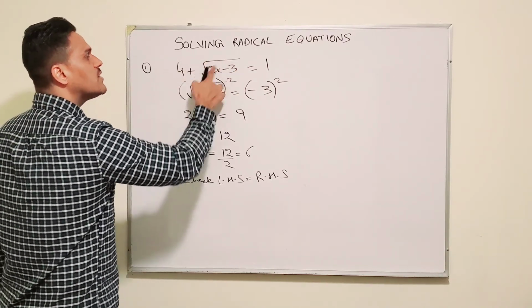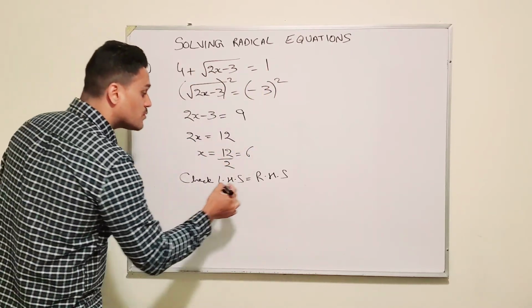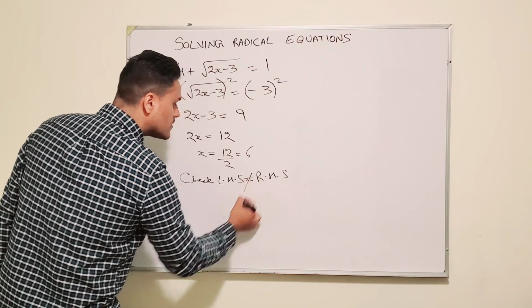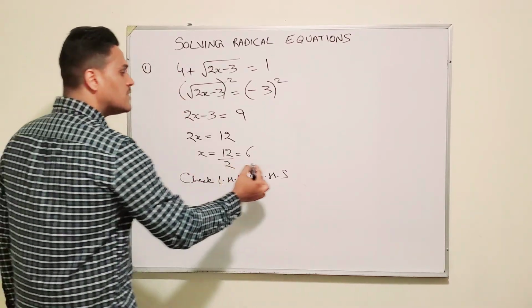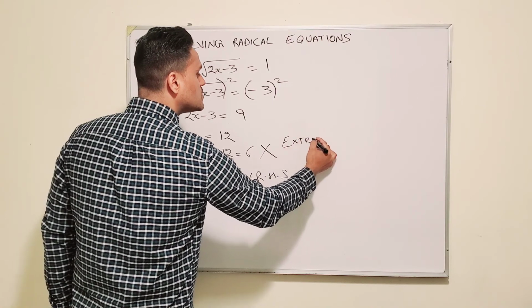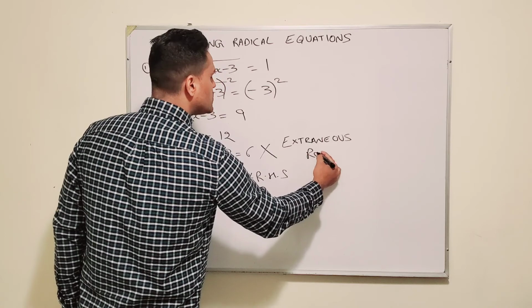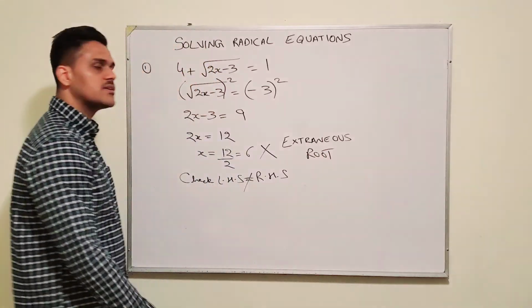Guys, we have 7 on our left hand side, but on right hand side, we have 1. So clearly we can see our left hand side is not equal to our right hand side. So we're not going to be happy with this root. This is going to be our extraneous root. So this is not our solution, folks. It's just an extraneous root.